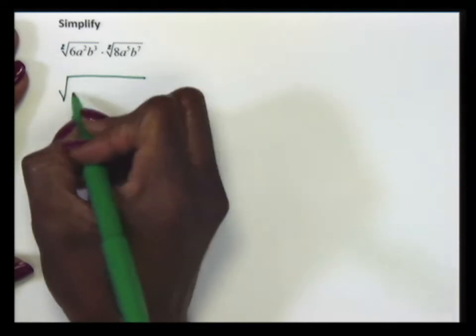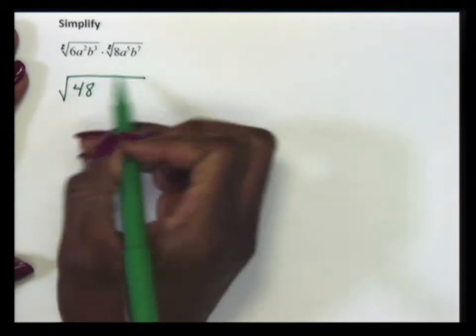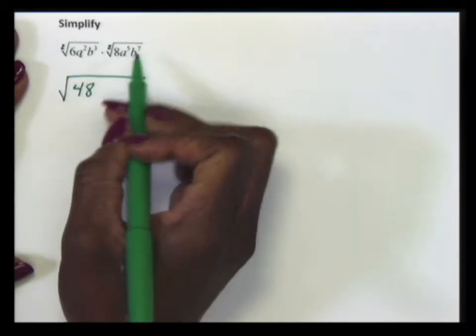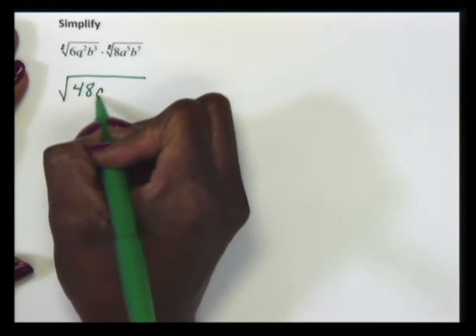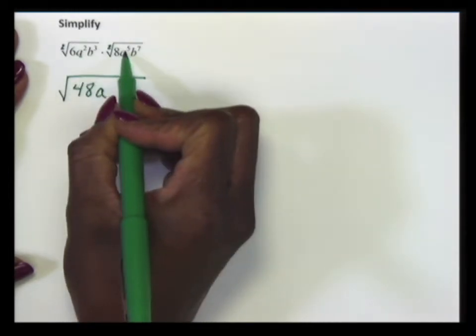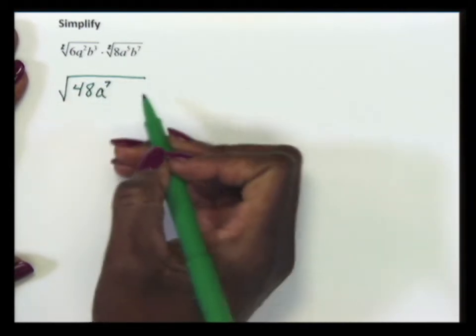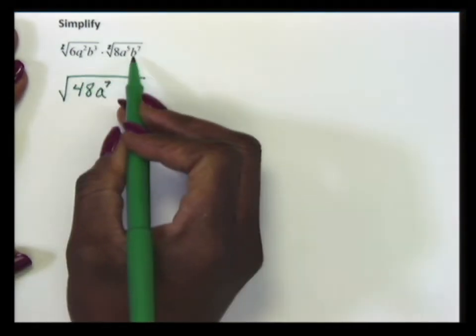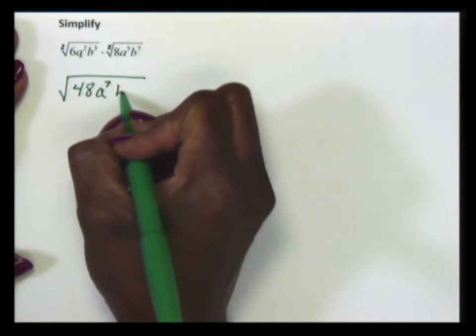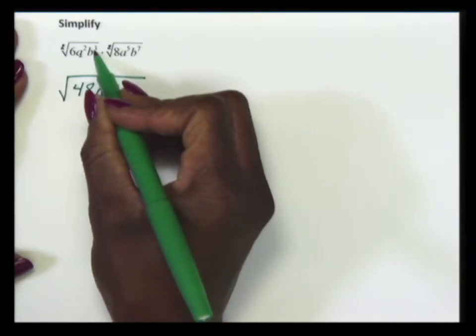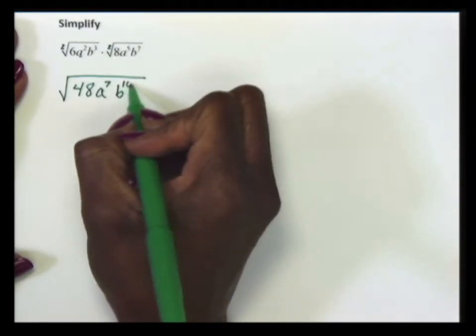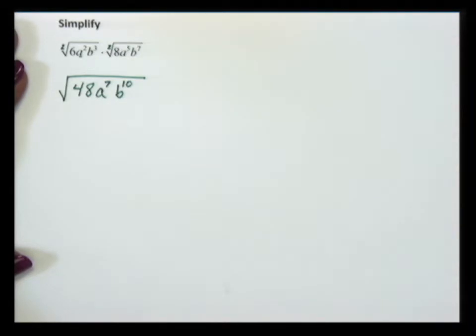6 times 8 gives us 48. a to the second times a to the fifth: we will keep our base and add the exponents. This is a to the seventh. b to the third times b to the seventh: keep the base, add the exponents. 3 plus 7 gives us 10. So now that we've multiplied all of our expressions together, we can now simplify.